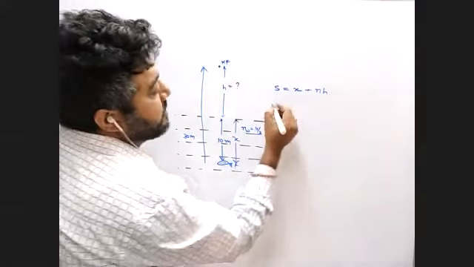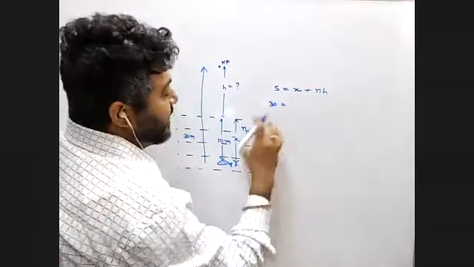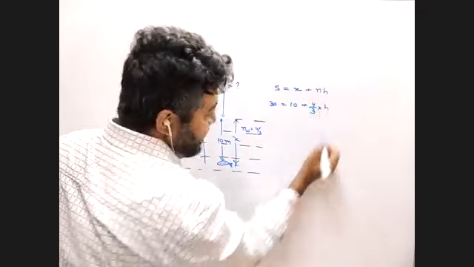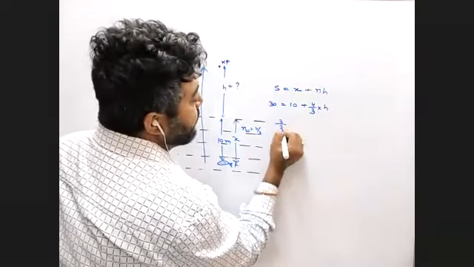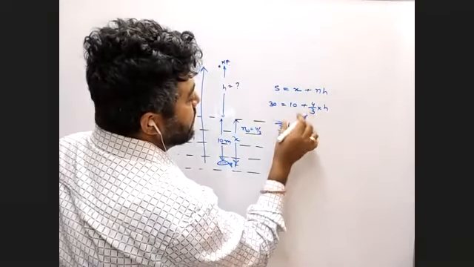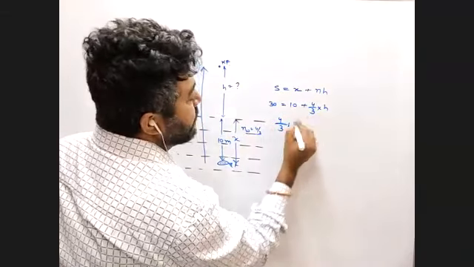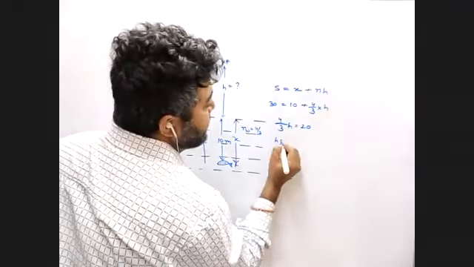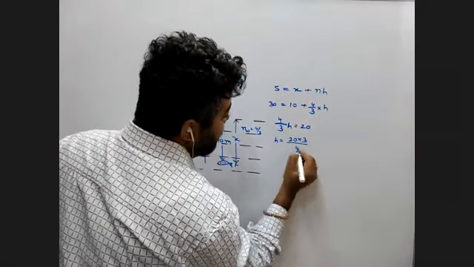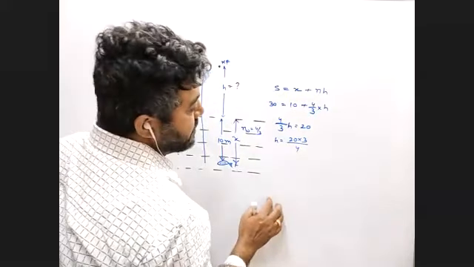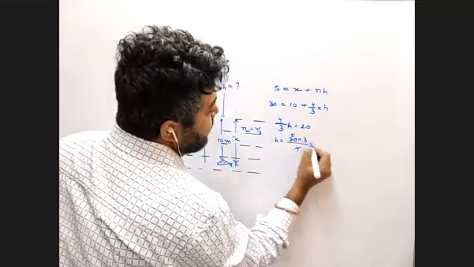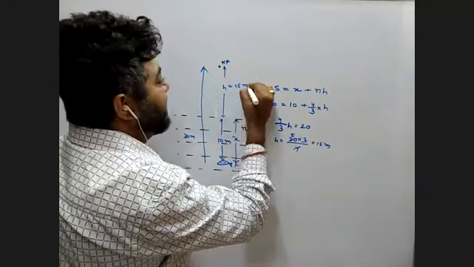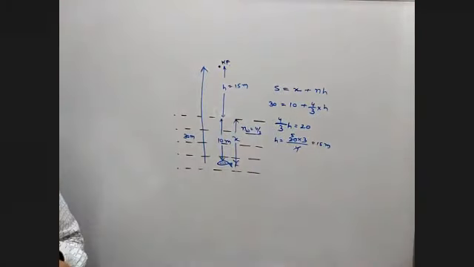So now the fish observes 30 meter, actual distance is 10 meter, n is 4 by 3 into h. So 4 by 3 into h is 20. So h is 20 into 3 by 4, which is how much? 15 meter. So the actual height is 15 meter. Now we can ask the reverse question.